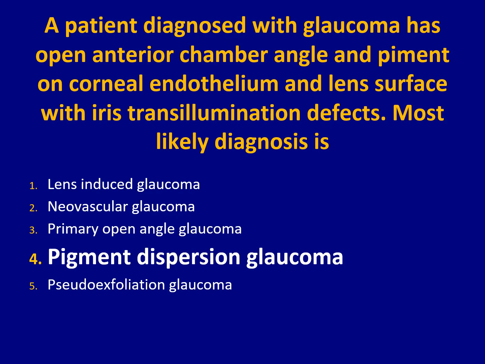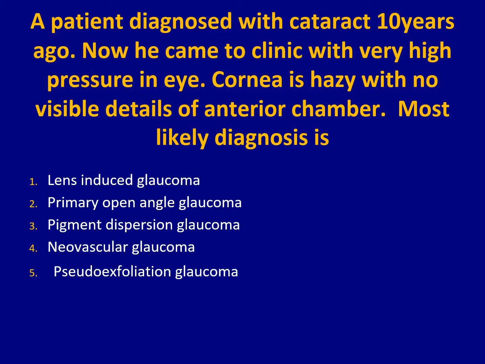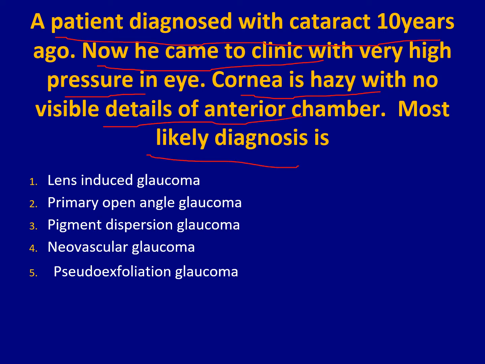Next MCQ. A patient diagnosed with a cataract for 10 years. Now he came to the clinic with a very high pressure in the eye. Cornea is hazy with no visible details of the anterior chamber, most likely diagnosis. When the cataract is there for that much long time, then the cataract can cause secondary glaucoma, and we call it lens-induced glaucoma. So the options are lens-induced glaucoma, primary open-angle glaucoma, no.